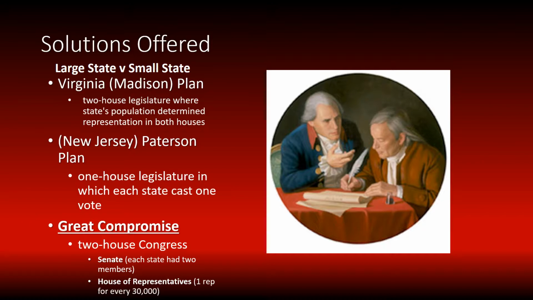The compromise they worked out, which is known as the Great Compromise, is where you have a Congress with two legislative houses: a Senate with two senators from each state, no matter how big you are, and a House of Representatives with one representative for every 30,000 people that live there. So this would be more favorable to the larger states because you'd have more reps based on population.